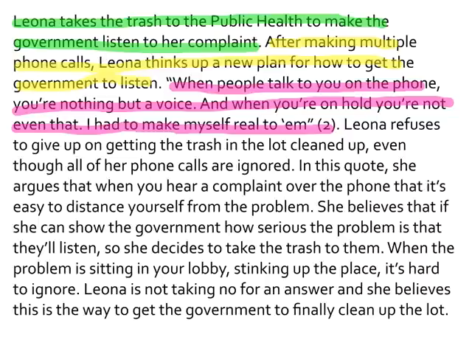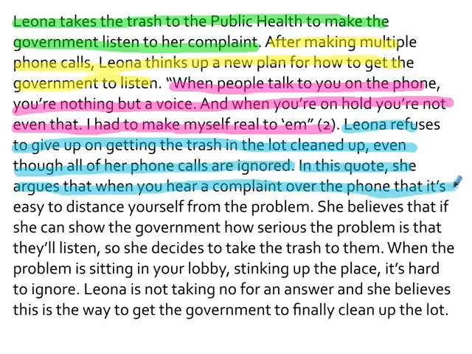Okay, here's the heavy lifting. This is my explanation. Remember in my explanation that I am going to, in detail, explain not only the evidence, but how my evidence supports my claim. So here I'm going to start by just explaining my evidence, explaining my thinking. Leona refuses to give up on getting the trash in the lot cleaned up, even though all of her phone calls are ignored. In this quote, she argues that when you hear a complaint over the phone, it's easy to distance yourself from the problem.